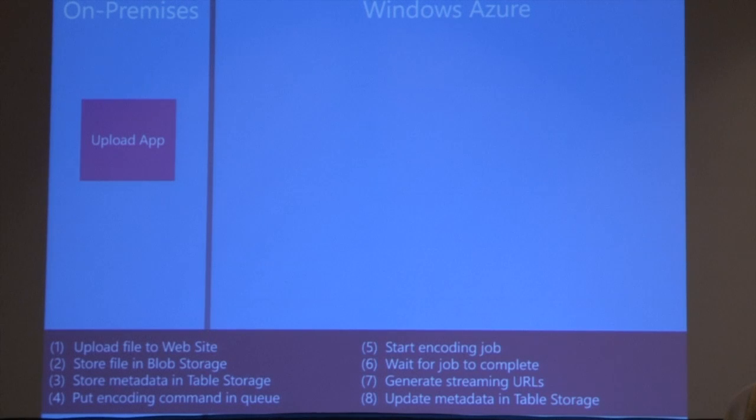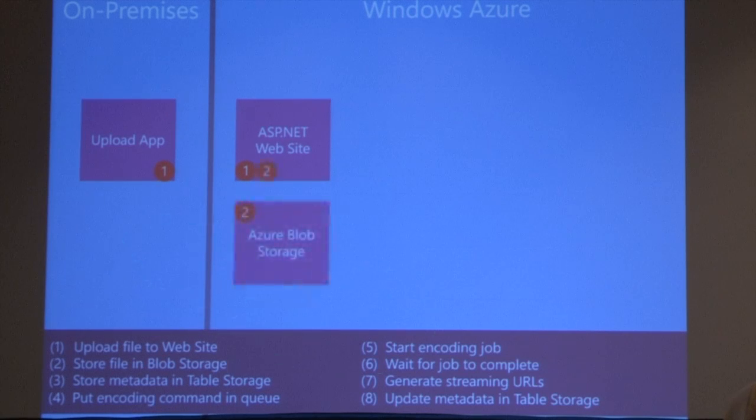So the process is as follows. The upload application on the client side simply uploads to an ASP.NET website hosted in Windows Azure. This is a really simple website. The free tier would work perfectly for this because it virtually doesn't do anything, except it takes the file produced by the upload application and stores it in Azure Blob Storage. So it simply tunnels a file to Azure Blob Storage.